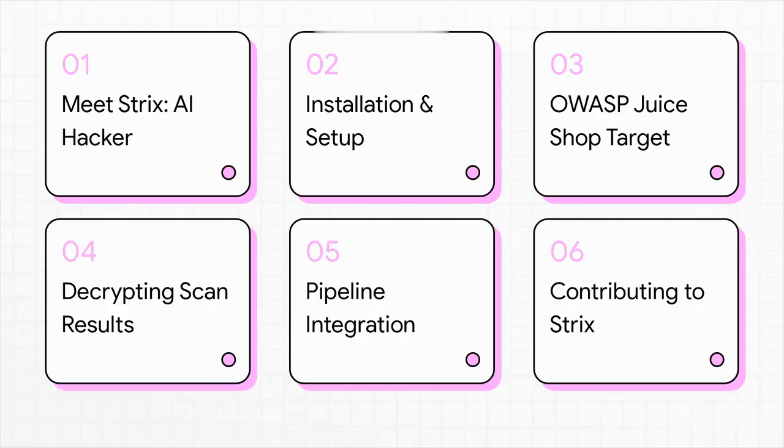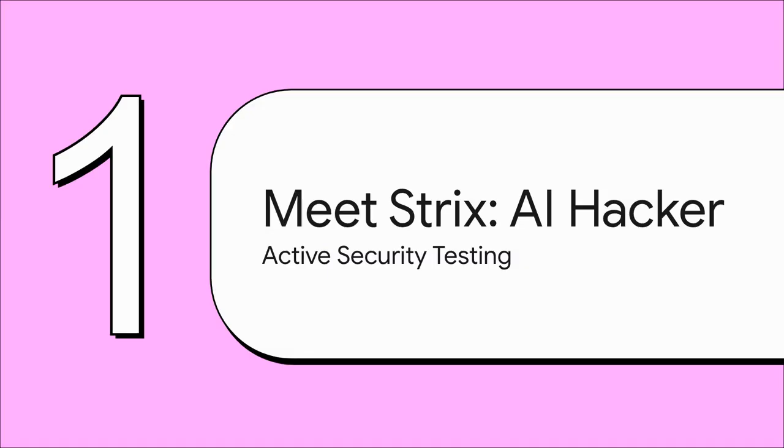We have got a packed agenda today. We're going to meet Strix, the AI hacker, walk through the installation and setup, target the OWASP Juice Shop, decrypt our scan results, look at pipeline integration and automation, and finally, go over how you can contribute to the project. All right, let's jump right into Section 1, Meet Strix, the AI hacker.